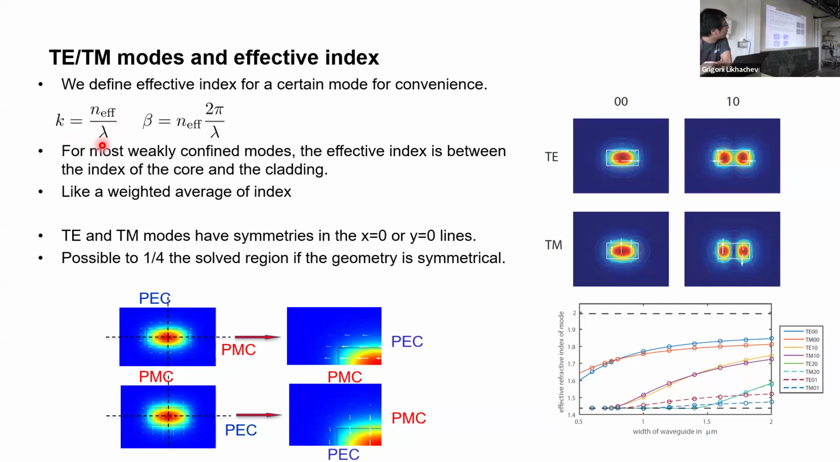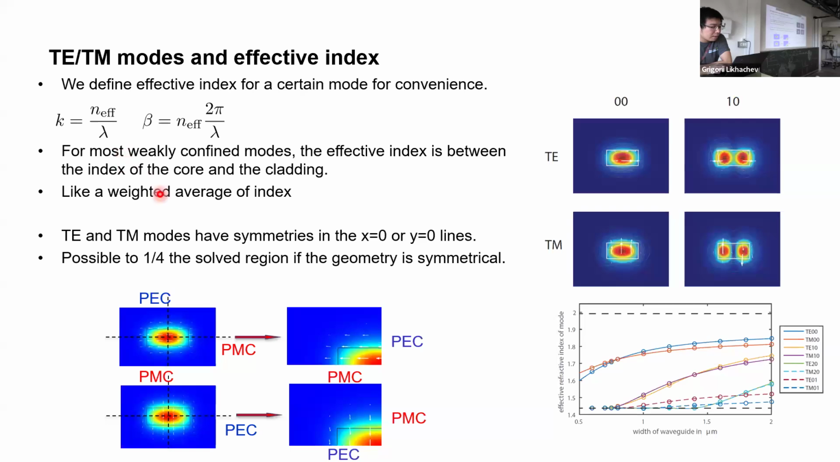What will be the k and the beta in a uniform dielectric? Basically, you are replacing the n_eff in the formula here by the N of the uniform material. In this case, you can understand this effective index as a kind of weighted average of the materials' refractive index that is filled by the mode field that is propagating along the waveguide.